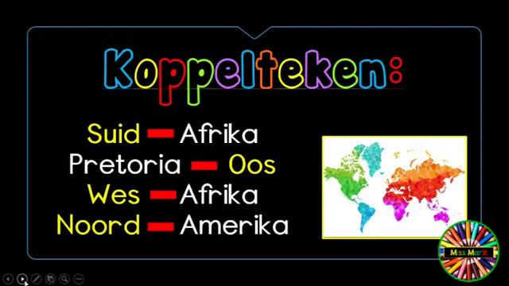The next example is Pretoria-Oos. Oos is East in English and we connect the direction to the word Pretoria, Pretoria-Oos. Next example, Wes-Afrika, West Africa. Noord-Amerika, as in North America.